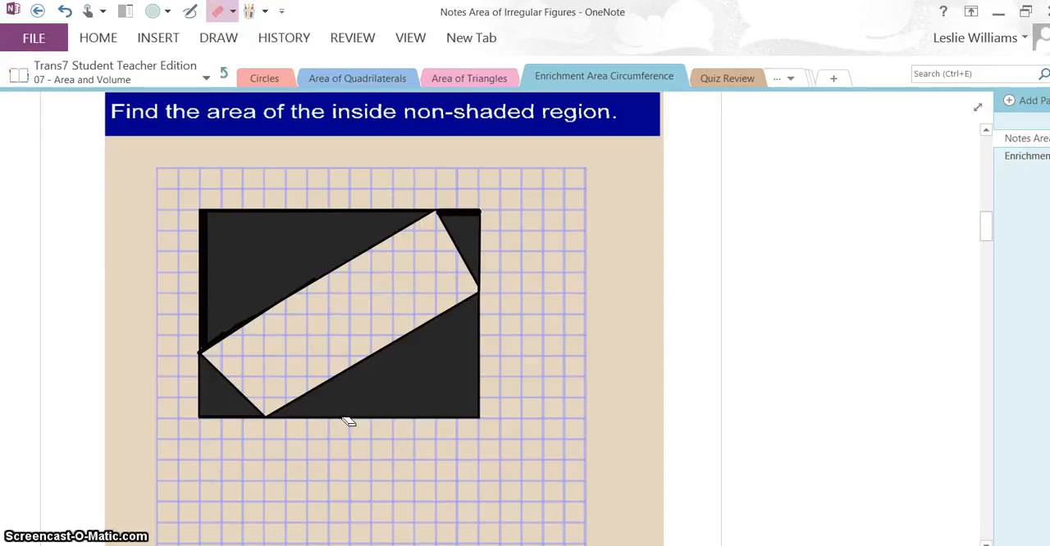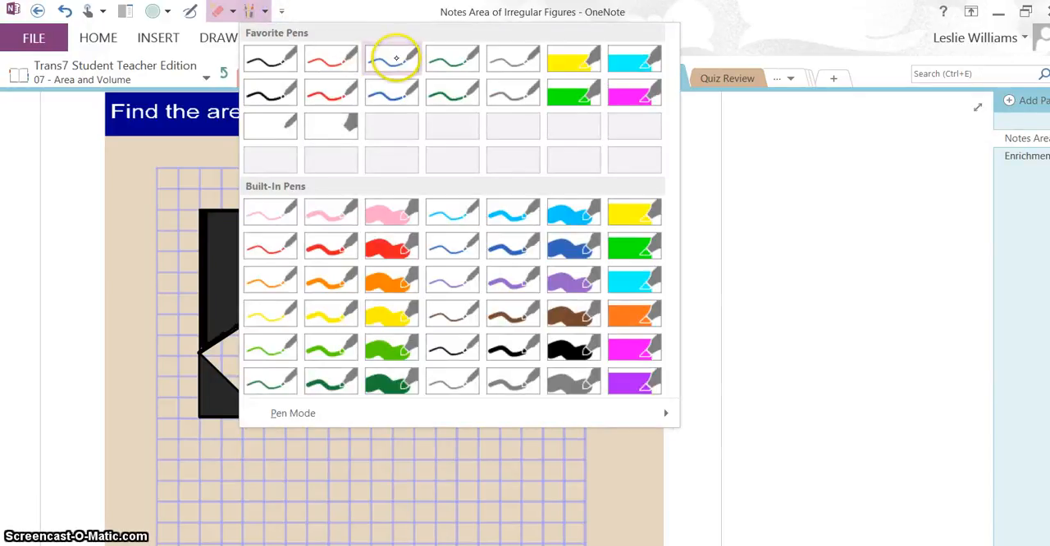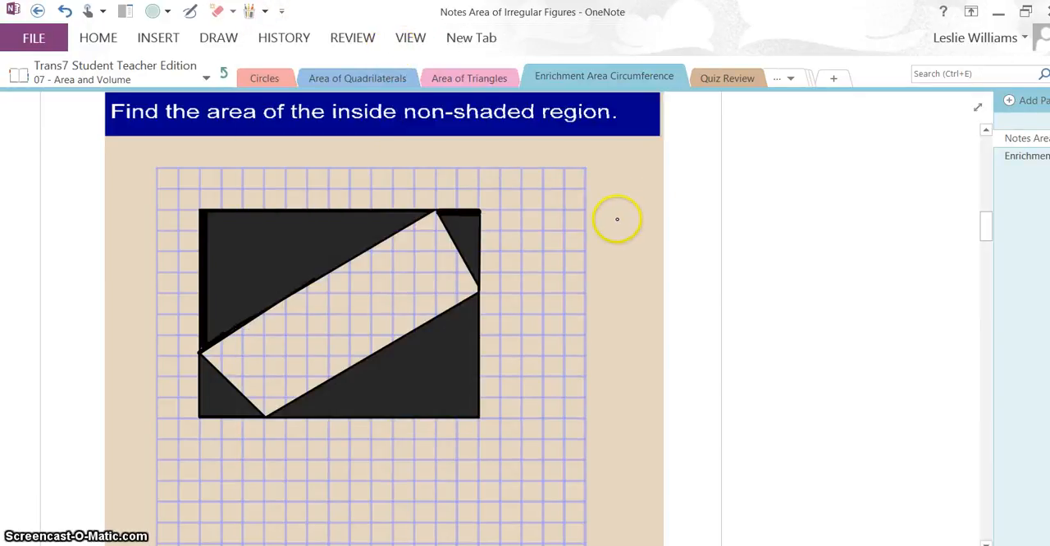Well, what I would do is I would find the area of the rectangle and then subtract the 4 triangles away from it. So that's what we're going to do. We're going to find the area of the rectangle minus the area of each triangle, and there's 4 triangles.